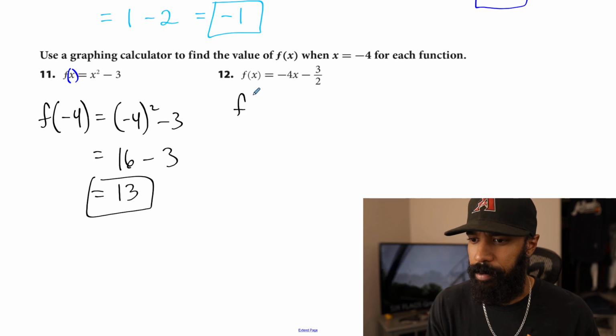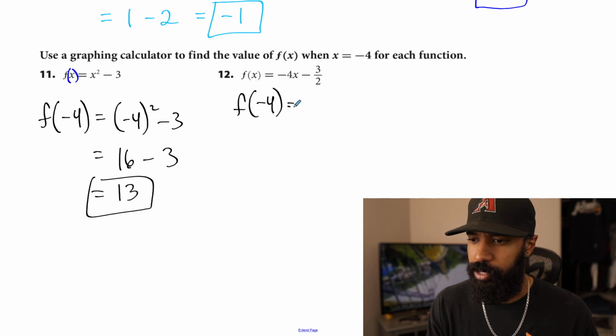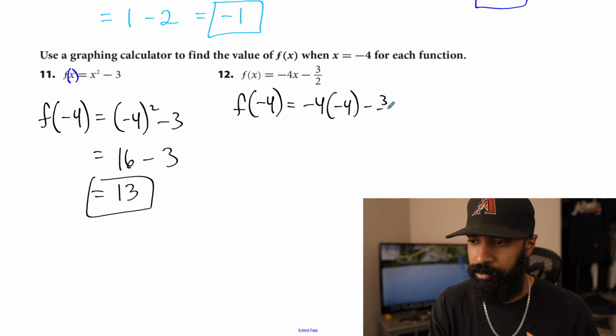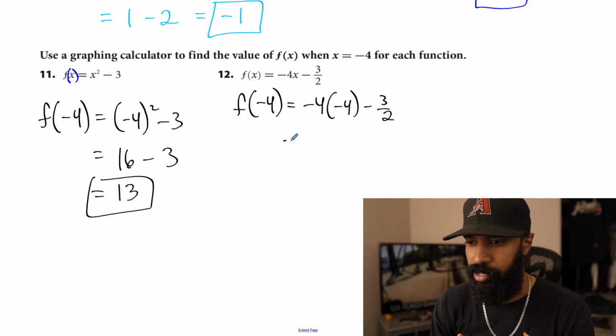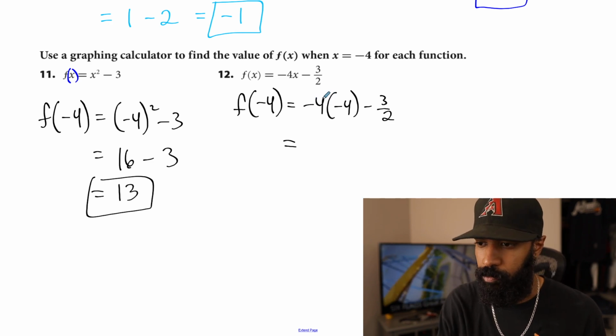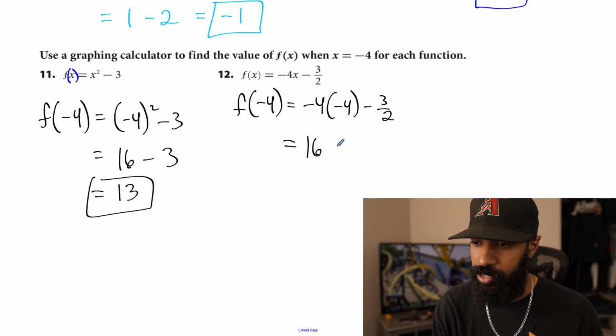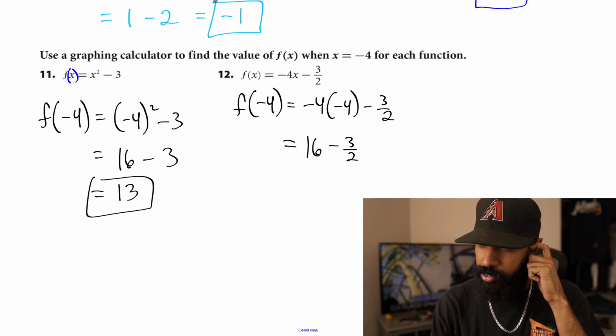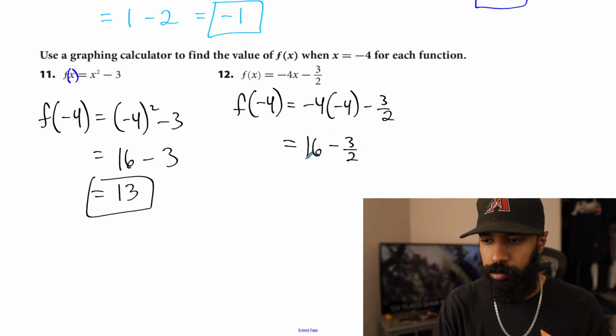Yeah, that's x squared. Sorry. All right, f of negative 4 for this one. Negative 4 times negative 4 minus 3 halves. So this time we unfortunately have to deal with the fraction, but it works. Negative 4 times negative 4 is 16, minus 3 over 2.